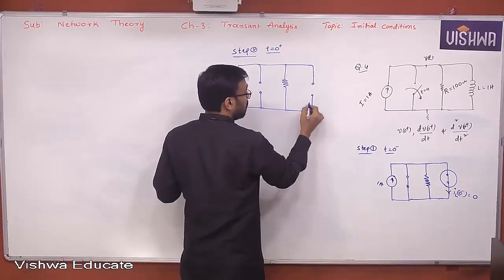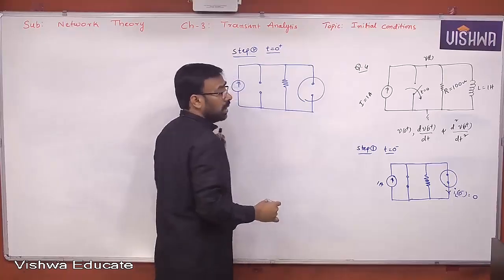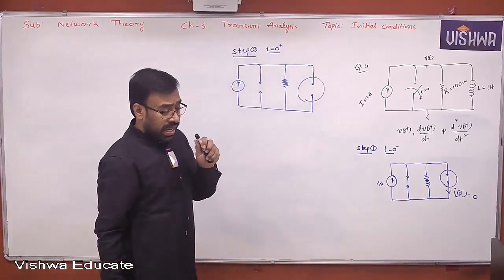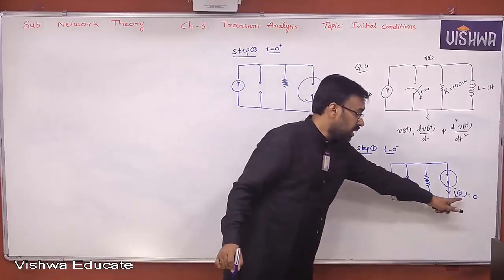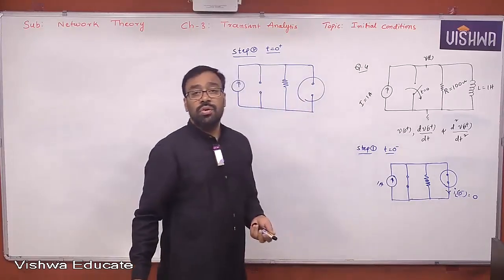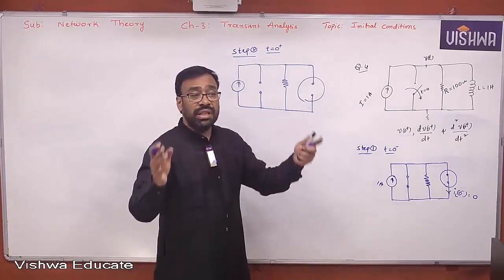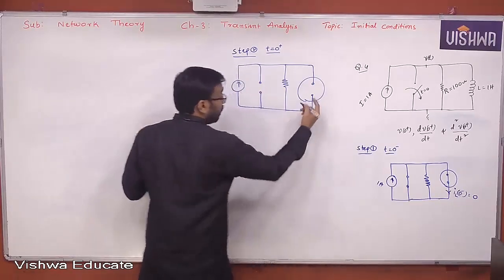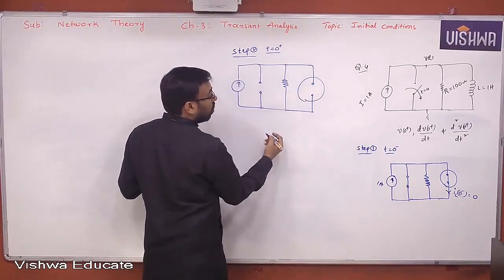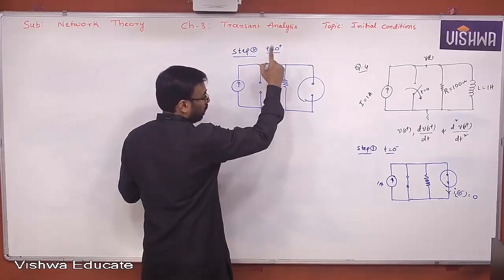Consult the table. The table gives you at t equal to 0 plus, the equivalent of inductor depends on the current flowing through the inductor at t equal to 0 minus. Current 0 refers to open circuit. That's what is actually given in the table. Please go through the table. Okay? Right. But the physical inductor is available, but behaving like an open circuit only at t equal to 0 plus.